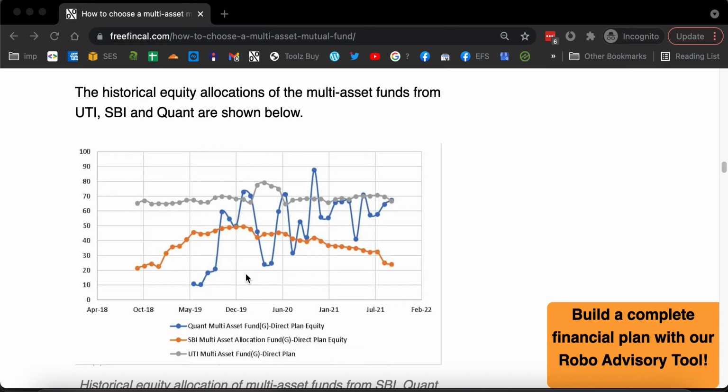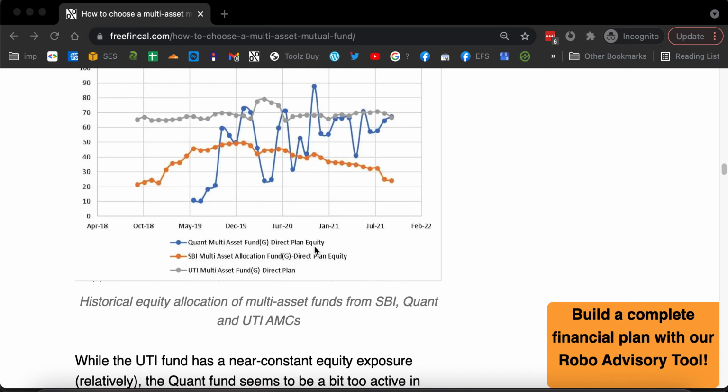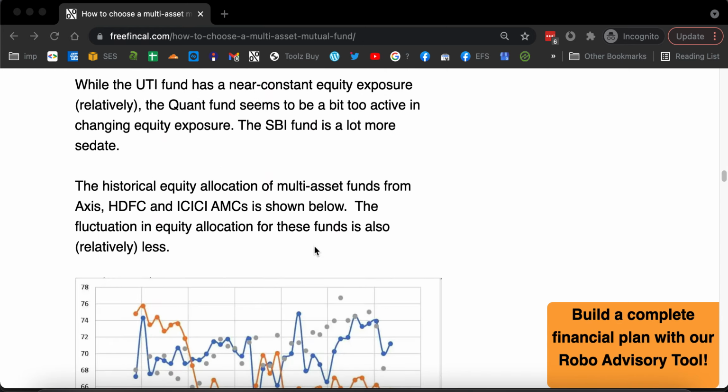And if you look at UTI, it's got a very steady equity allocation. Of course, the equity allocation is still above 60%, but they've still managed risk very well. So that's a very good thing, because even though it behaves like an equity fund, they have limited the downside significantly in the UTI multi-asset fund. That's a good thing to see.